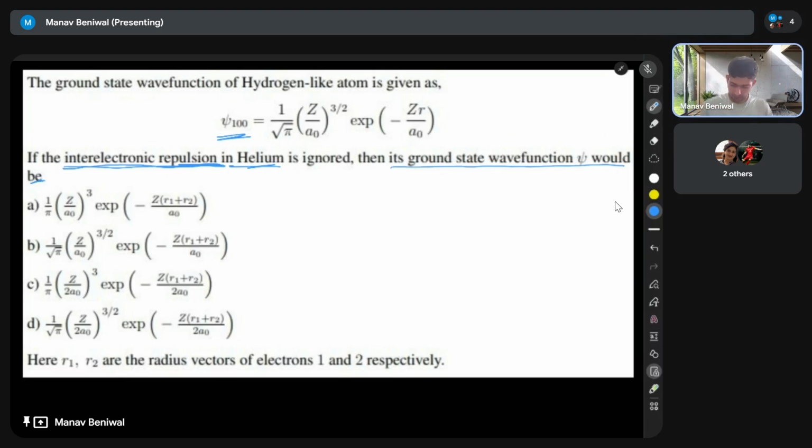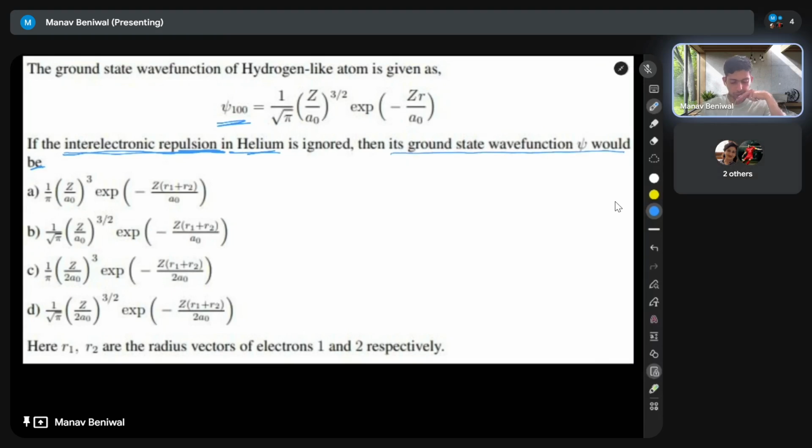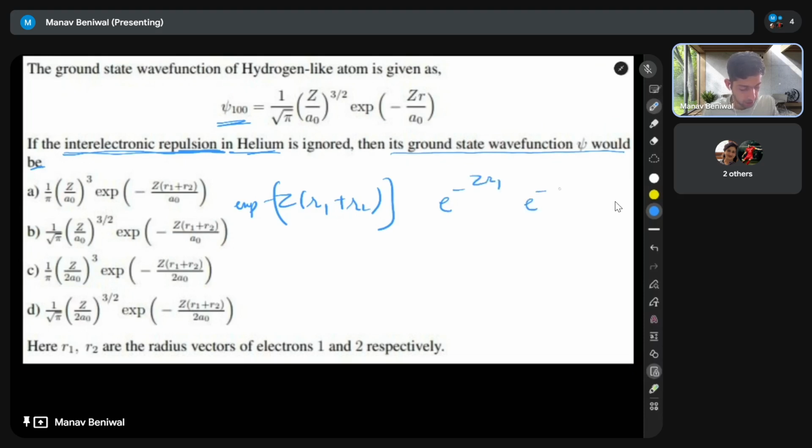Okay, let's solve this. One thing that you can easily see is that this exponential part has these z, r1 plus r2 terms, right? Which means that this is exponential minus z (r1 plus r2), so we can write it as a product of two exponentials, right? So e to the power minus z r1 and e to the power minus z r2. Correct?